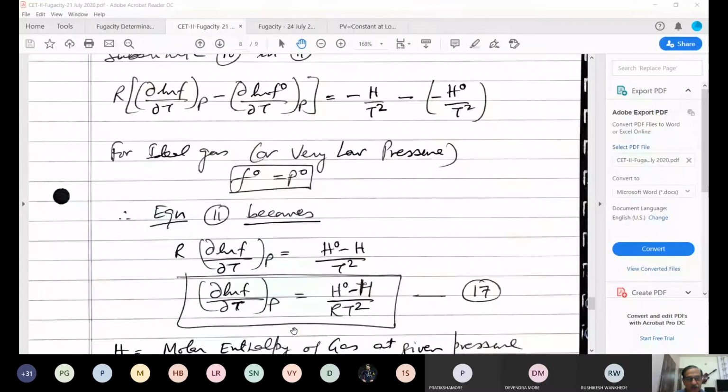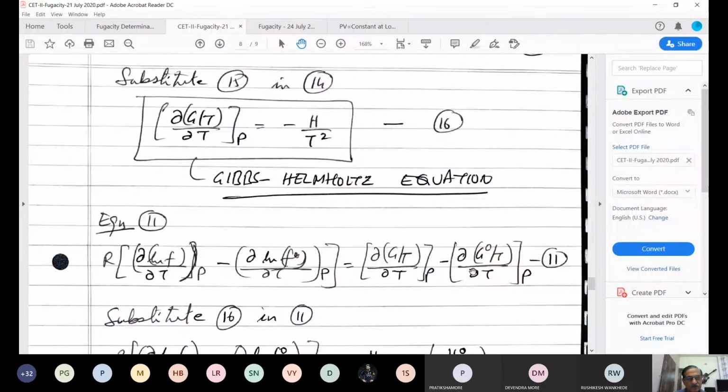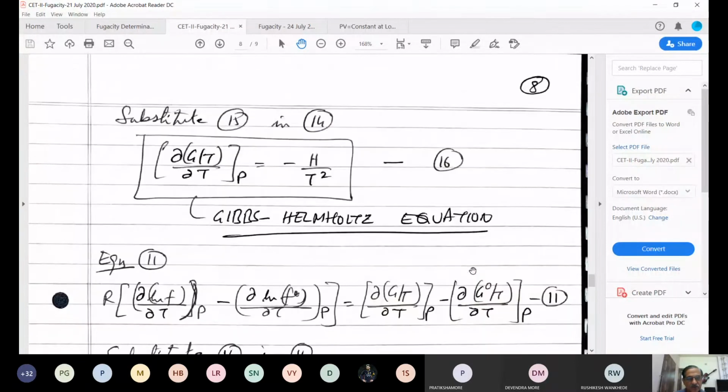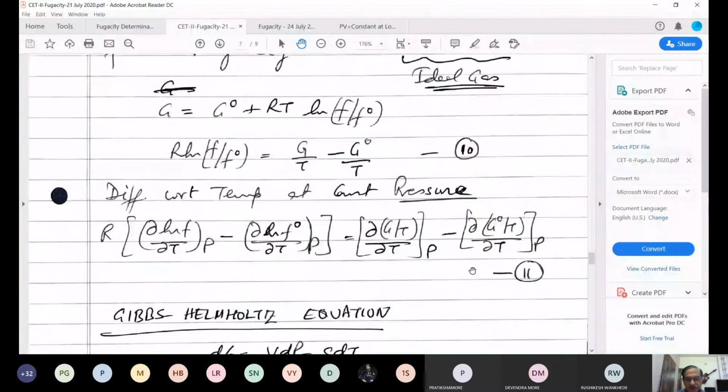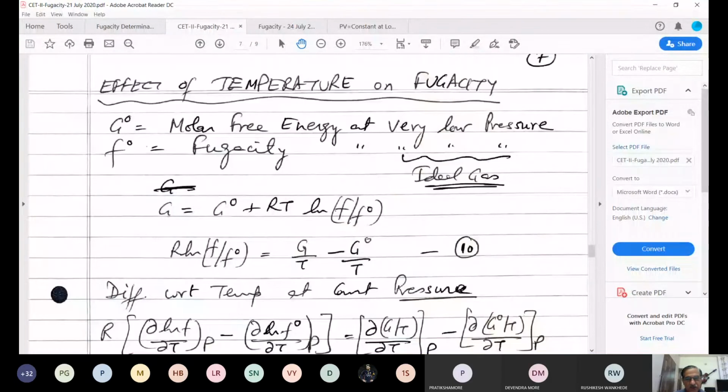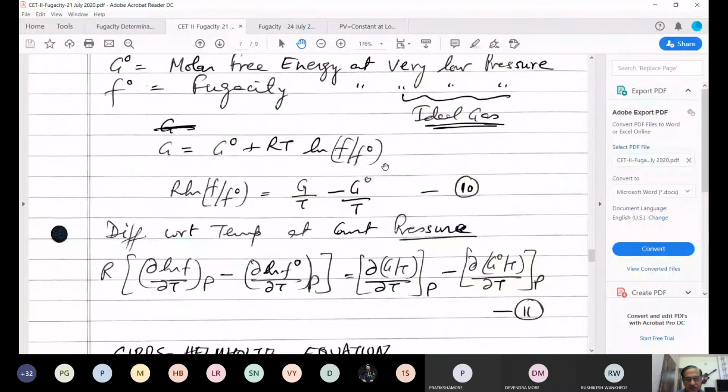Okay. So let us go back to temperature dependency of fugacity. क्या था, derive किया था हमने. This was the effect of temperature on fugacity. Derivation किया था कल हमने. And we know that equation for G is equal to G0 plus RT ln F by F0. ये derive किया था हमने कल, right? So if I take G0 on the other side, and divide by T, what I'll get is ln F by F0 term is equal to G by T minus G0 by T.